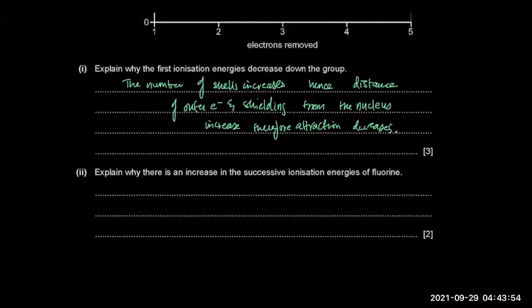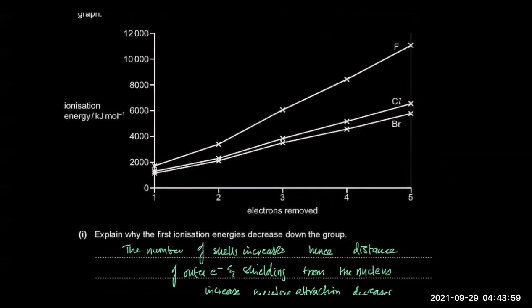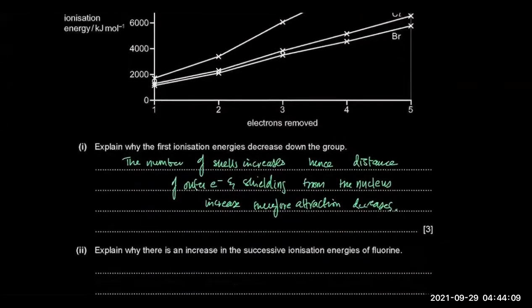Explain why there is an increase in the successive ionization energies of fluorine. So why is the first ionization energy of fluorine the lowest? Why is the second higher? Why is the third higher? Here, fluorine. Greater attraction per electron, right? Essentially.